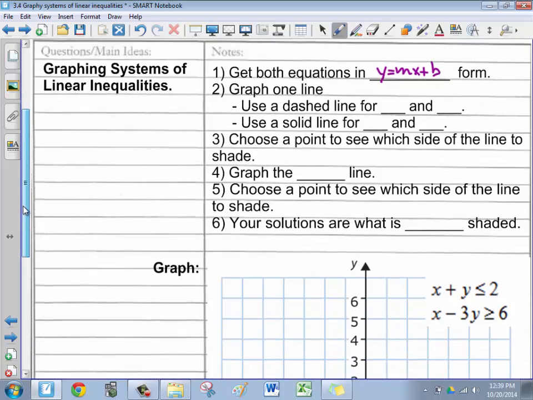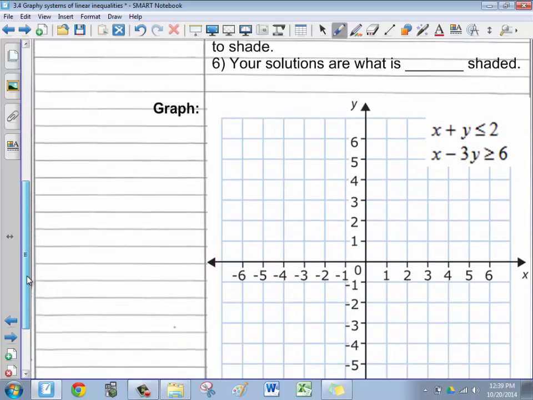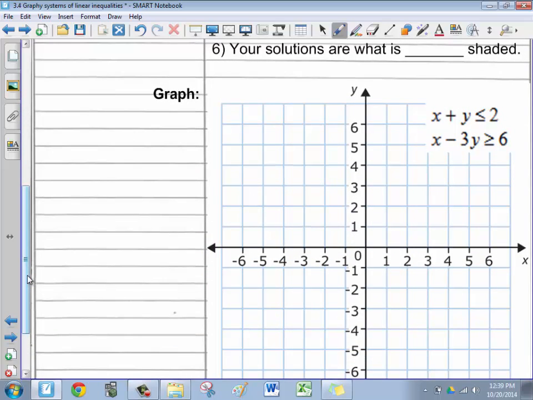So right now, let's just go below here. I got these two equations right here. I want to get them in y equals mx plus b form. So let's start with this one. Let's get this one in y equals mx plus b form.